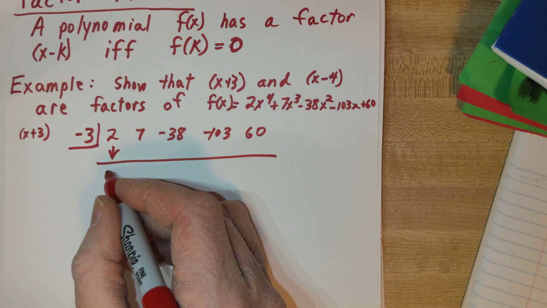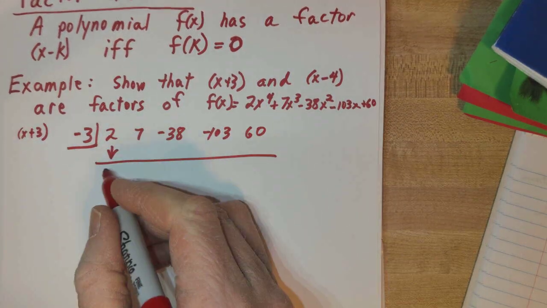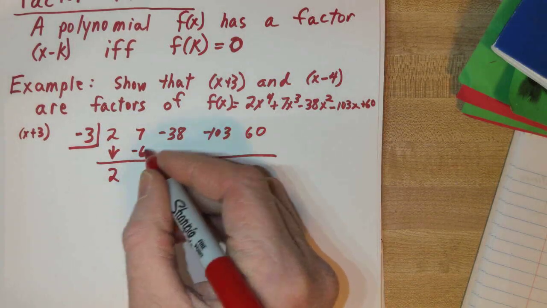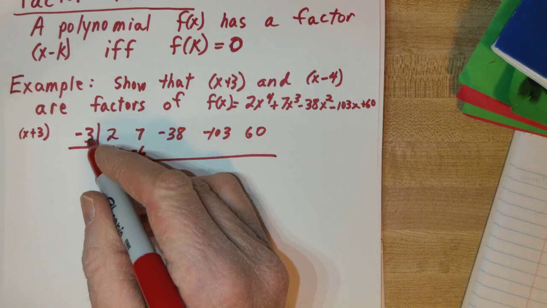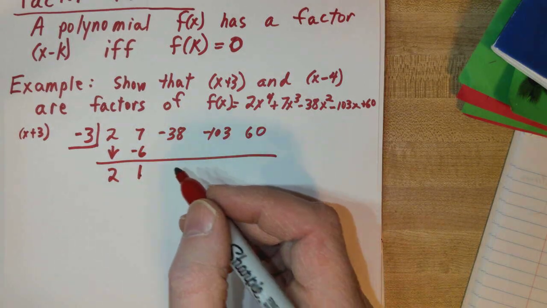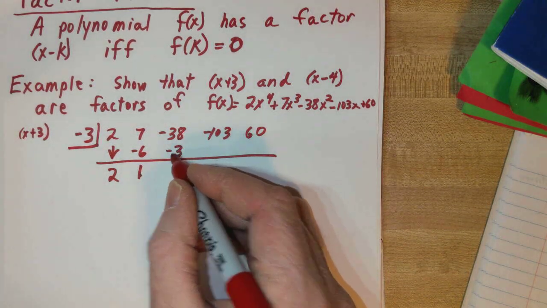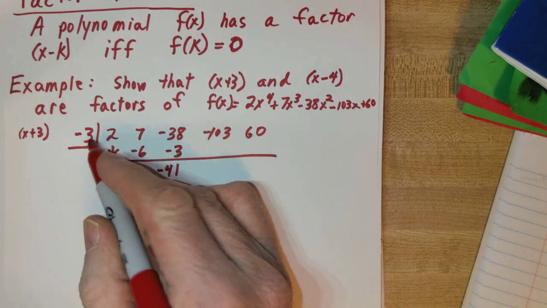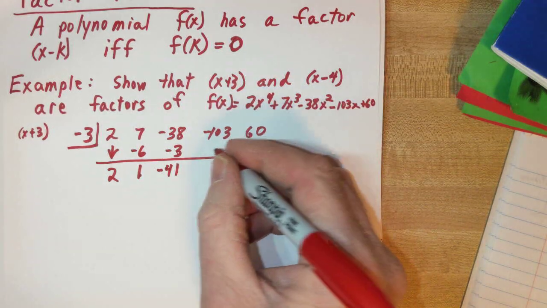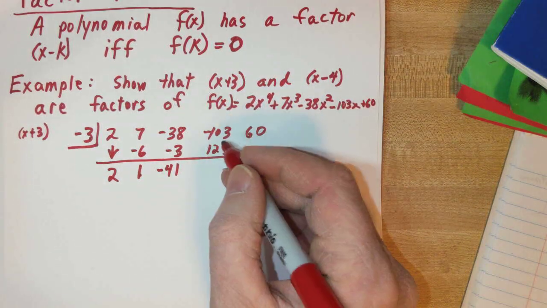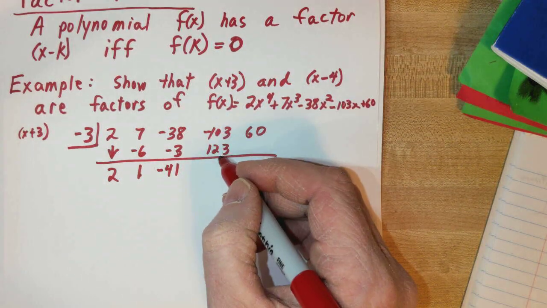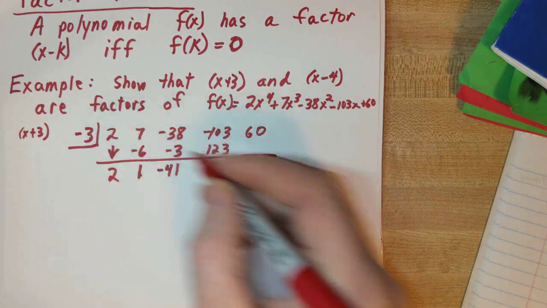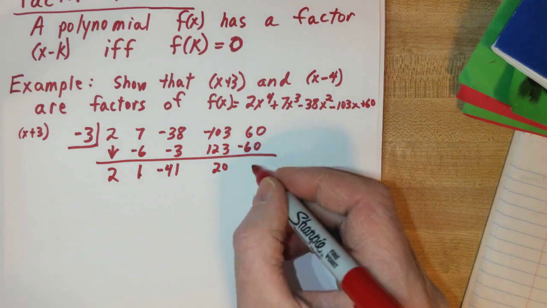I bring down the 2. -3 times 2 is -6. 7 and -6 make 1. -3 times 1 is -3. -38 and -3 make -41. -41 times -3 is 123. -103 plus 123 is 20. -3 times 20 is -60, and that is 0.